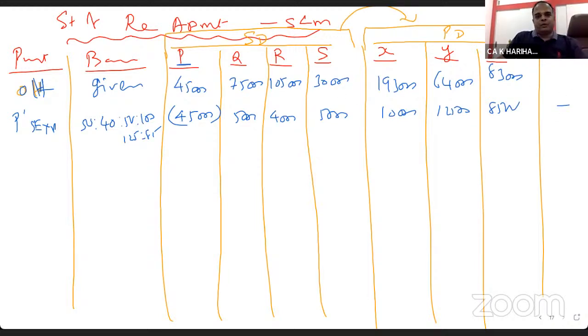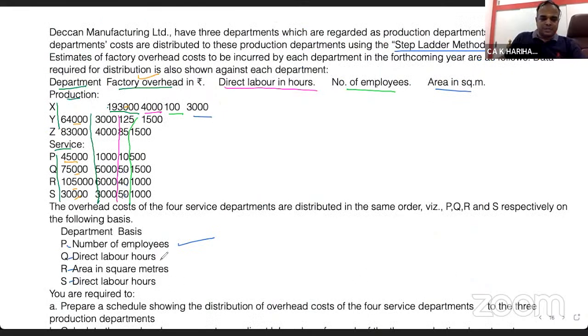Now, Q's expenses you have to apportion. Next department. Total expense of Q: 75,000 plus 5,000 is equal to 80,000. This total expense you have to apportion. On what basis do you apportion Q? Based on labor hour, for the remaining departments only. So R comes to Q's expense.